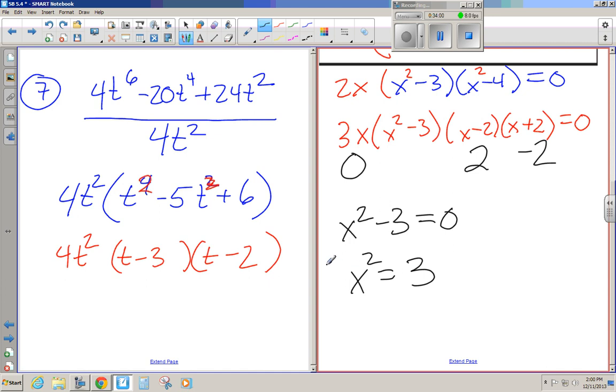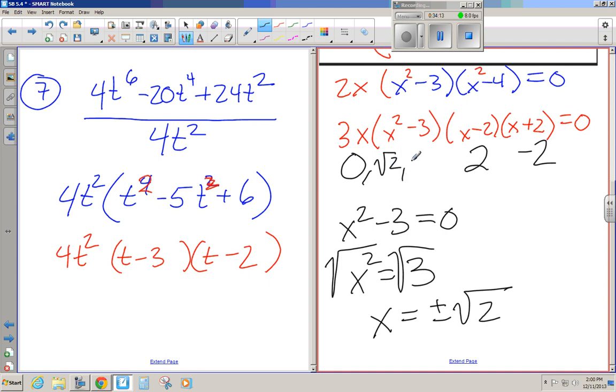And then you have to square root both sides. And I'll be very angry with you if you forget the plus or minus. So that means my 5 different solutions are 0, square root of 2, negative square root of 2, 2, and negative 2. These are the 5 possible solutions.